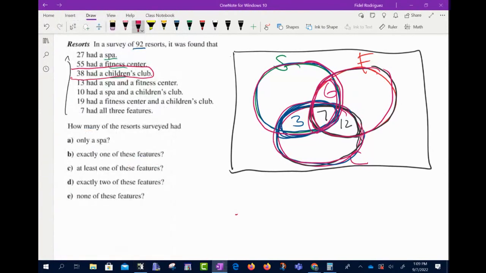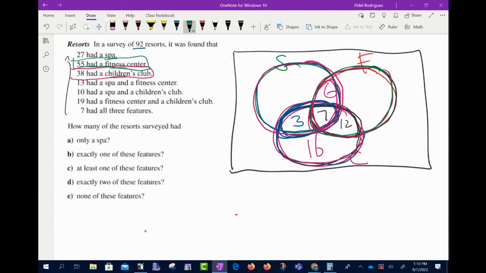That's going to be the number for the children's club. That's going to be the number that's going to go right there. Okay. Then the next part says 55 had a fitness center. So everybody in that circle has to add up to 55.